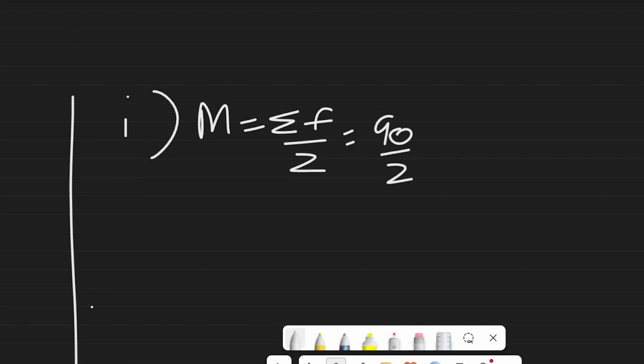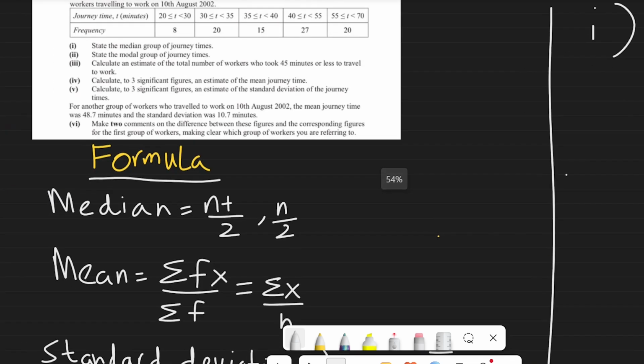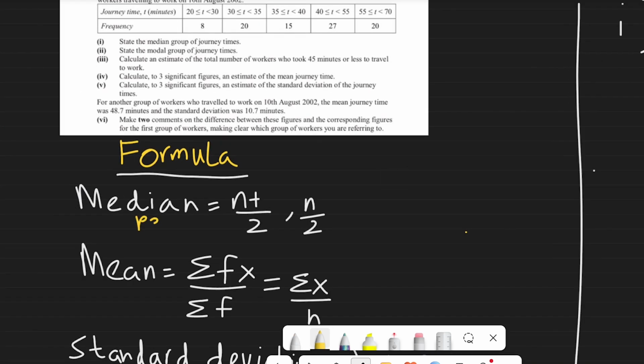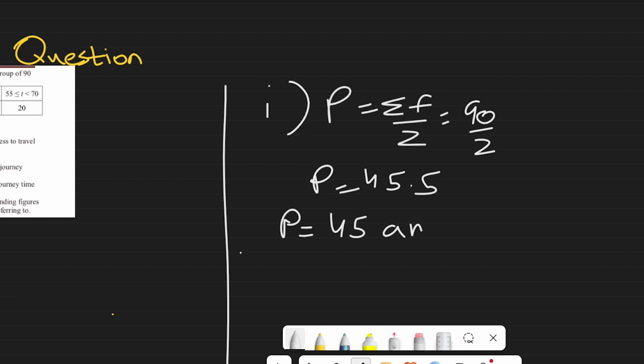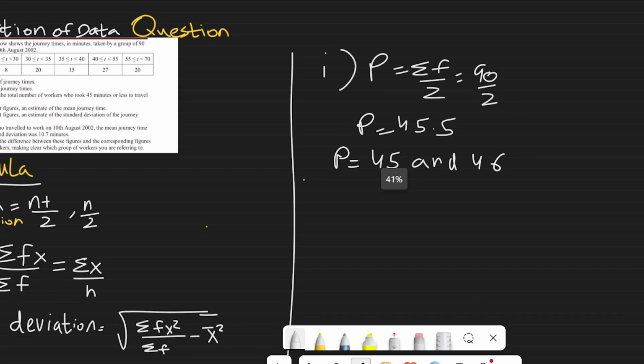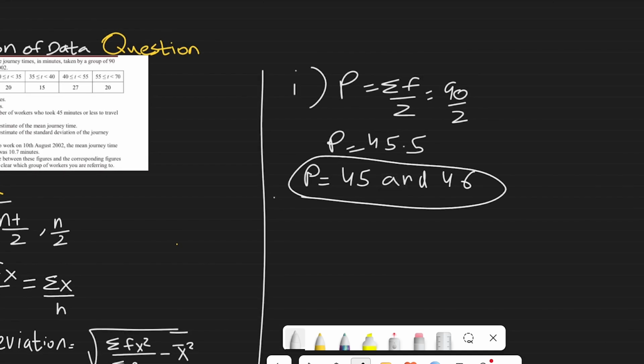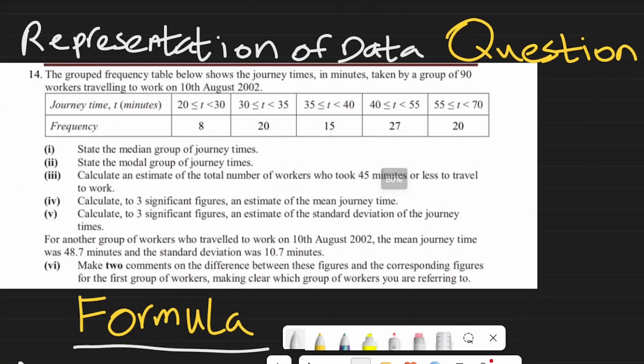Sorry, this is not the median, this is the position. Let me just write position over here. The position is very important. This is not the value of the median, this is the value of the position. So the position is 45.5, which means the position is between 45 and 46, and we will take the average of both values. So this is the position of the median. Let's see where the position of the median comes.